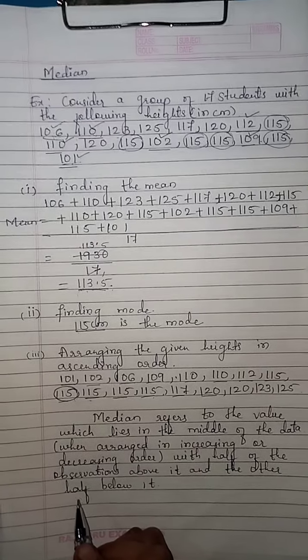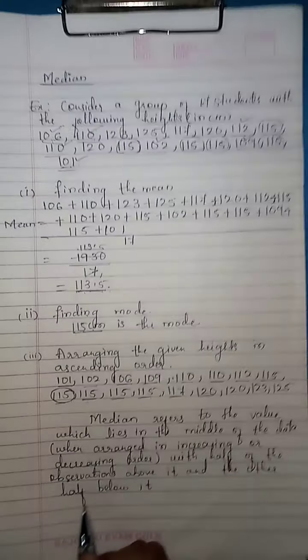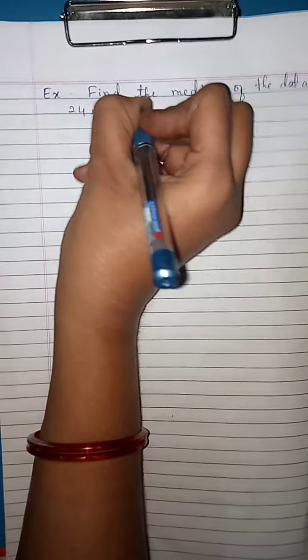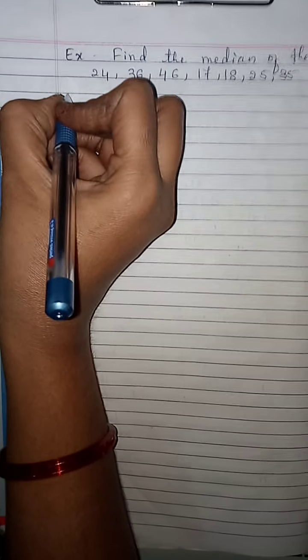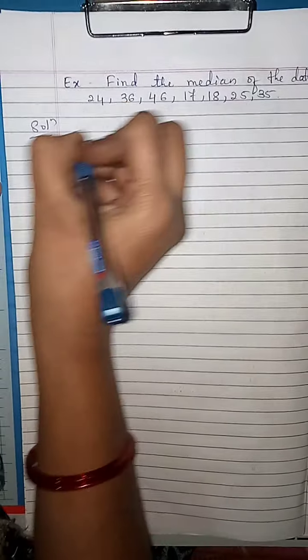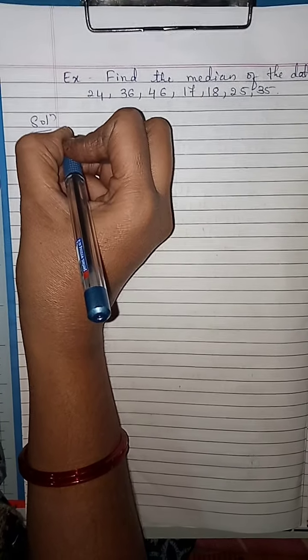Now you take one example here, children. Example: find the median of the data 24, 36, 46, 17, 18, 25 and 35. Now you have to find the median here, children. Solution: first you have to arrange the data in ascending order.